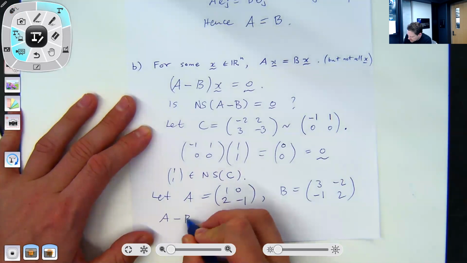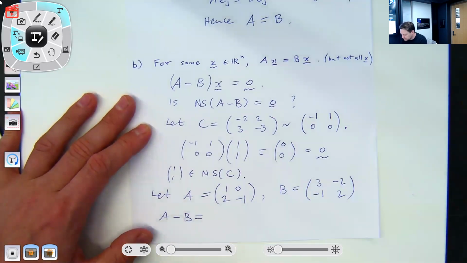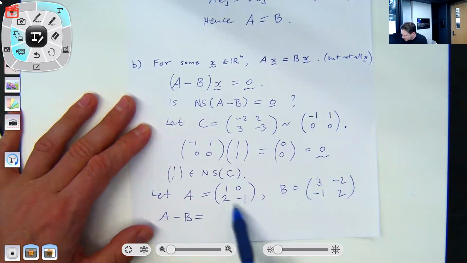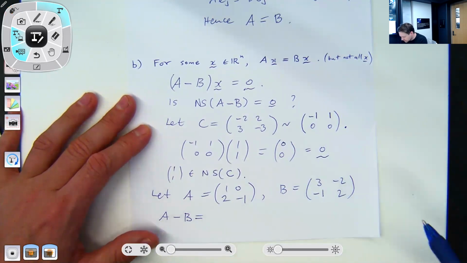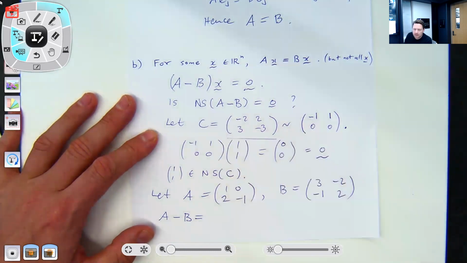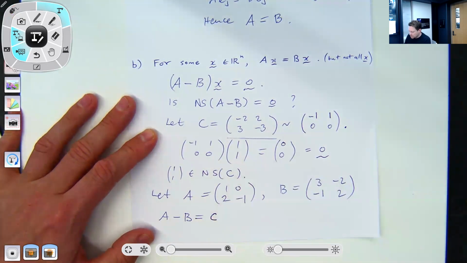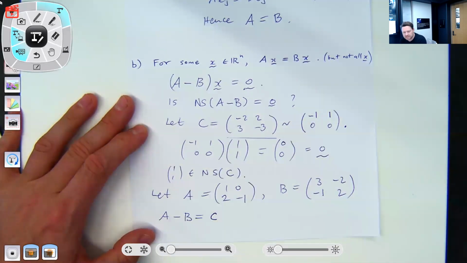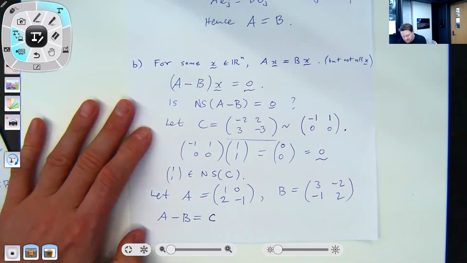So A minus B is equal to 1 minus 3 is minus 2, 0 minus minus 2 is 2, 2 minus minus 1 is 3, and minus 1 minus 2 is minus 3. So we actually have C as the difference of A minus B, okay? And we already know that (1, 1) is a member of the null space of C. Okay, so what does this mean?